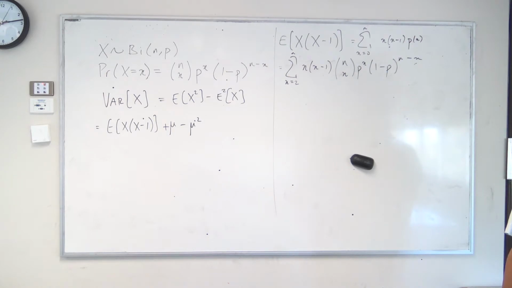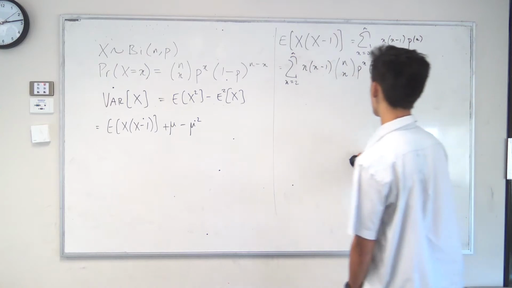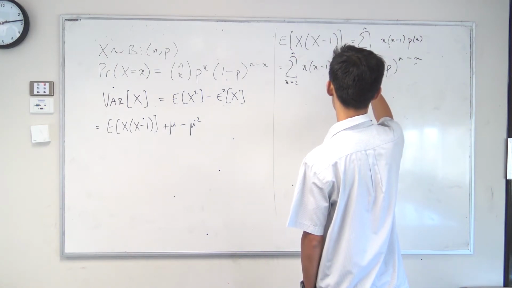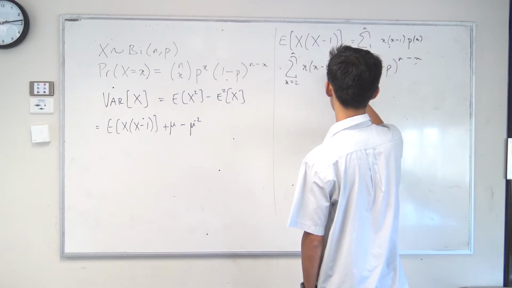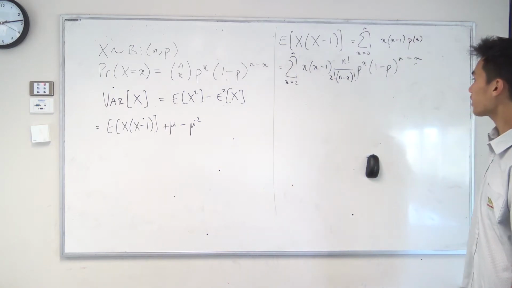So where can we go after this right here? I'm going to expand out this n choose x right here. Just plug in the definition. So n choose x, what exactly is that? That's just n factorial over x factorial times n minus x, but the whole thing factorial.